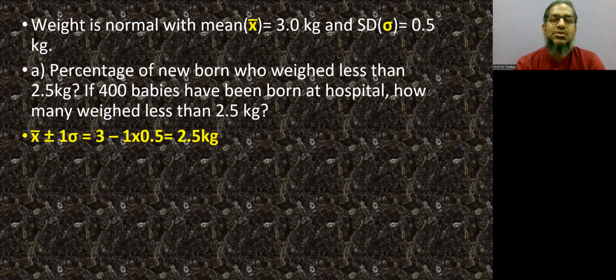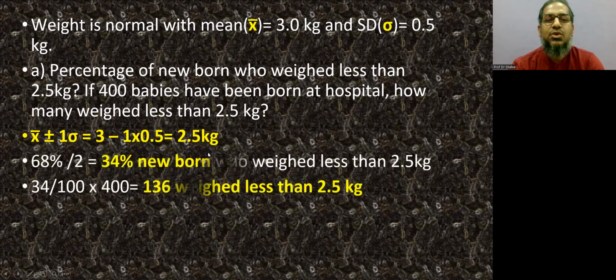Just by seeing the values, you can see that 3 kg is the mean and 0.5 kg is the standard deviation. If you take one standard deviation, the value will come to 2.5 kg, meaning 3 minus 1 standard deviation, that is 0.5, so it comes to 2.5 kg. So here we have to calculate the range of mean minus 1 standard deviation. 3 is the mean, minus 1 standard deviation comes to 2.5 kg.